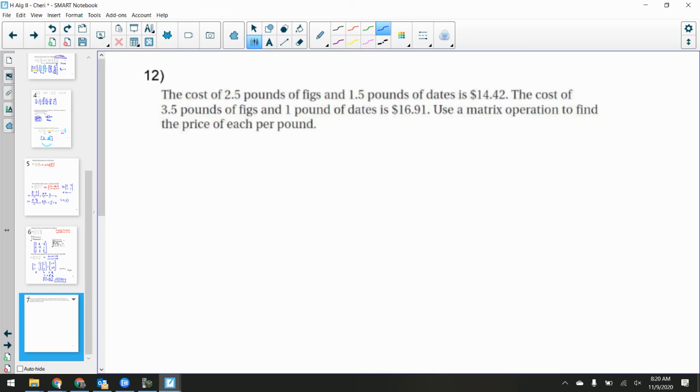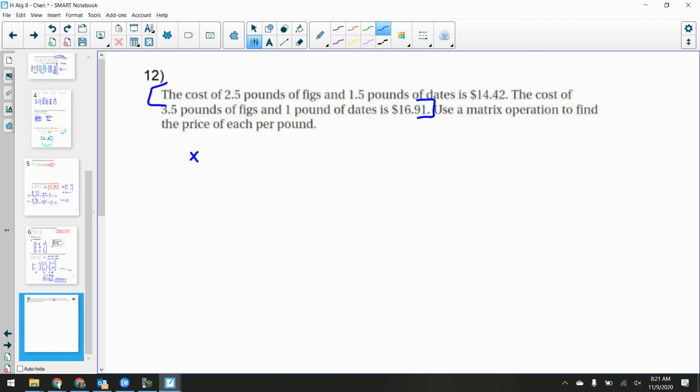The cost of 2.5 pounds of figs and 1.5 pounds of dates is $14.42. The cost of 3 pounds of figs and 1 pound of dates is $16.91. Use a matrix operation to find the price per pound. Okay. Well, this piece in here, it's like a throwback to chapter 3. I give you information, you give me back a system.